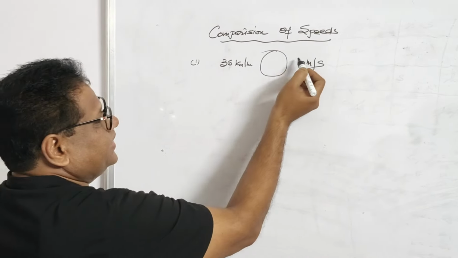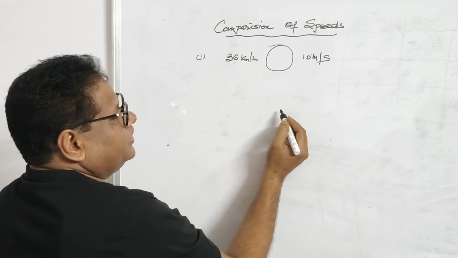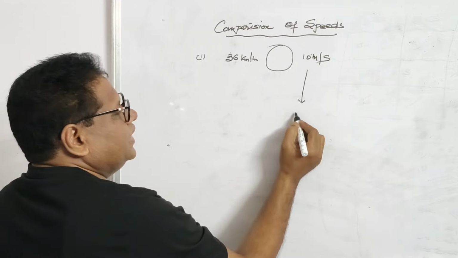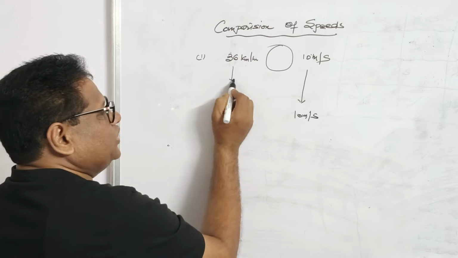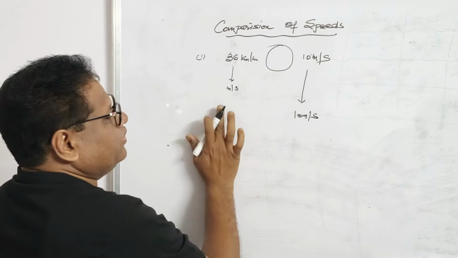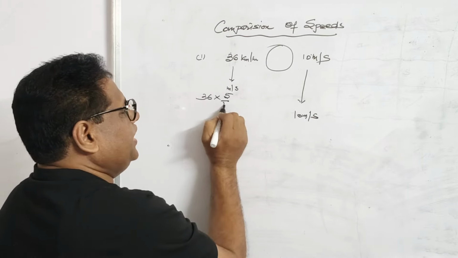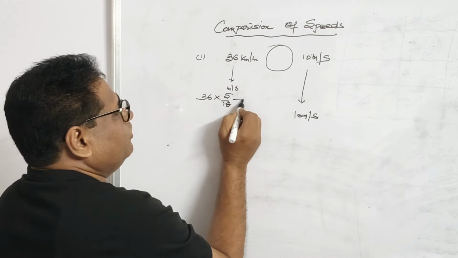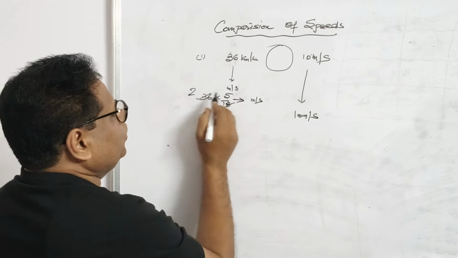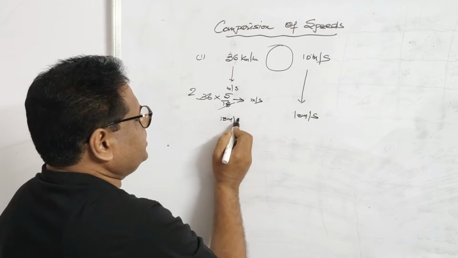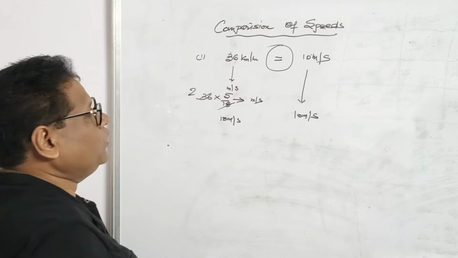Now there are two options: either convert meter per second to kilometer per hour or kilometer per hour to meter per second. If you don't want to change this unit, let it remain 10 meter per second. Now please convert this into meter per second so that you can compare. And the conversion is 36 into 5 by 18, which changes this into meter per second. So 18 twos are 36, 2 into 5 is 10 meter per second. Okay, so the units are the same, that is, they are equal.